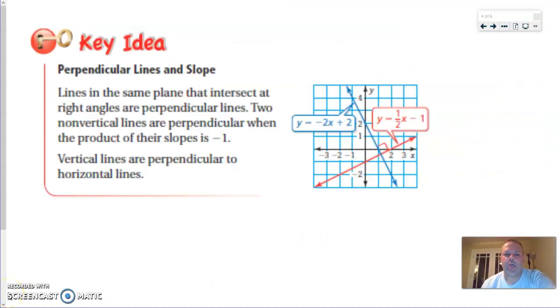The other key idea that we talk about today is perpendicular lines and slope. Lines in the same plane that intersect at right angles are perpendicular lines. Two non-vertical lines are perpendicular when the product of their slopes is negative 1. Again, when we take the slope of the two lines and we multiply them together, the slope is going to equal negative 1. So in this case, we can see that the slope is negative 2. This is a half. When I multiply 2 and negative 1/2 together, I get negative 1.